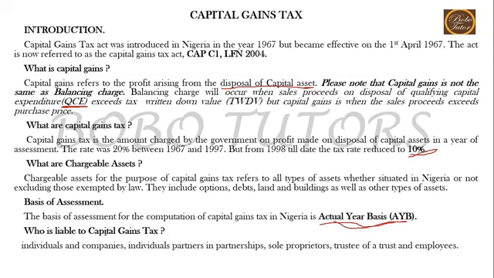Who is liable to capital gains tax? That is, who are those people that are expected to pay tax on their capital gains? Individuals and companies, individual partners in partnership business, that is the partnership business including their partners, sole proprietors, that is informal business, trustee of a trust, and employee. Everyone is liable to pay capital gains, in as much as you are making profit on the disposal of your capital assets.